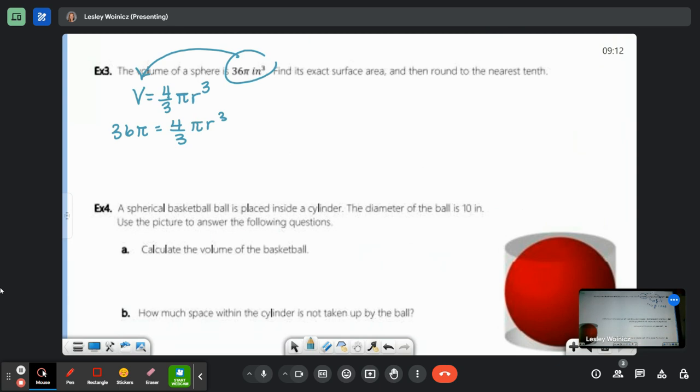Okay, what's going to happen to my pi's? Cancel. Okay, how can I undo dividing by 3 and undo multiplying by 4 at the same time? Multiply by the reciprocal. So I'm multiplying both sides by 3/4. Now, I happen to know that 4 goes evenly into 36. 9 times. So what's 9 times 3? 27.